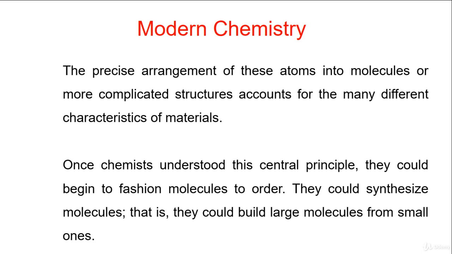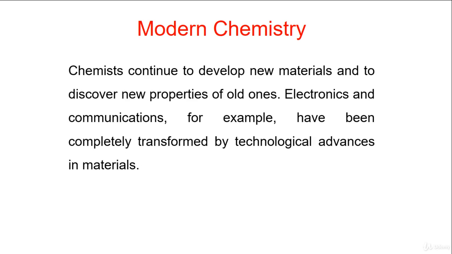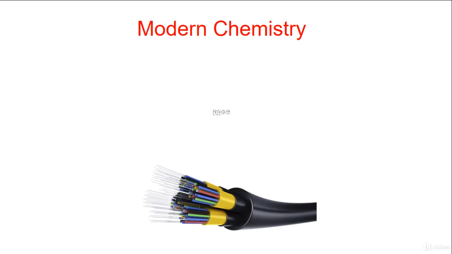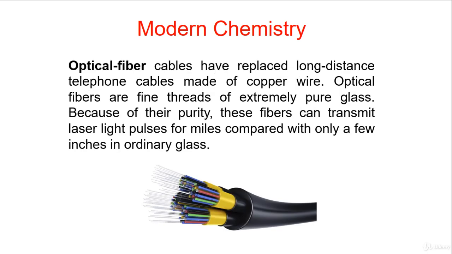Once chemists understood this central principle, they could begin to fashion molecules to order. They could synthesize molecules, for example, that is, they could build large molecules from small ones. Chemists continue to develop new materials and to discover new properties of old ones. Electronics and communication, for example, have been completely transformed by technological advances in materials. One application of chemistry is optical fibers, which we can say are cables that have replaced long distance telephone cables made of copper wire.